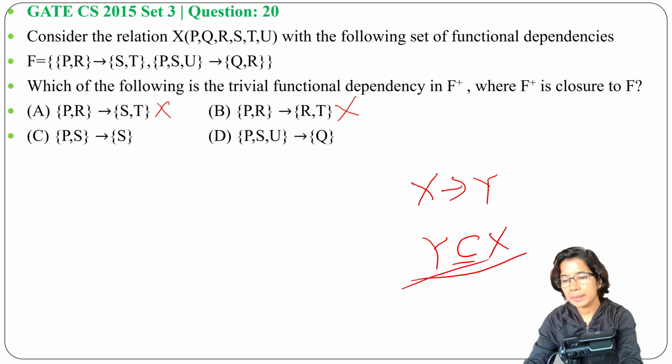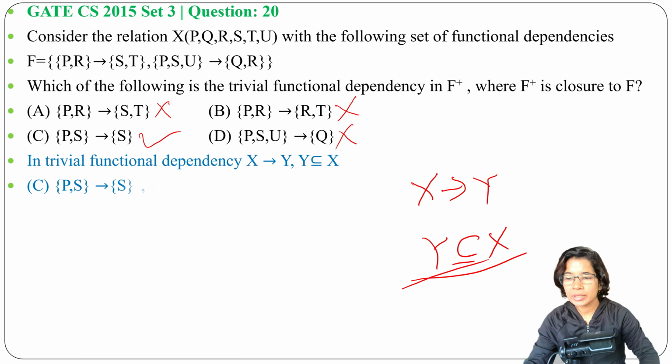Next option C, PS implies S. S is a subset of PS, hence this is the trivial functional dependency. Then PSU implies Q. Q is not a subset of PSU, hence this is not a trivial functional dependency. The answer will be option C. PS implies S is the trivial functional dependency.